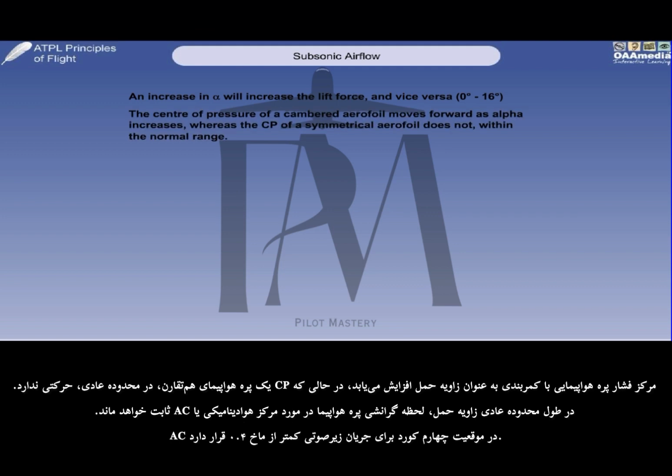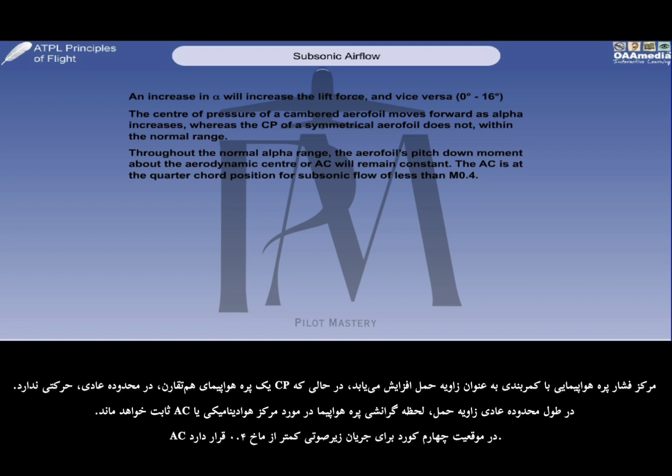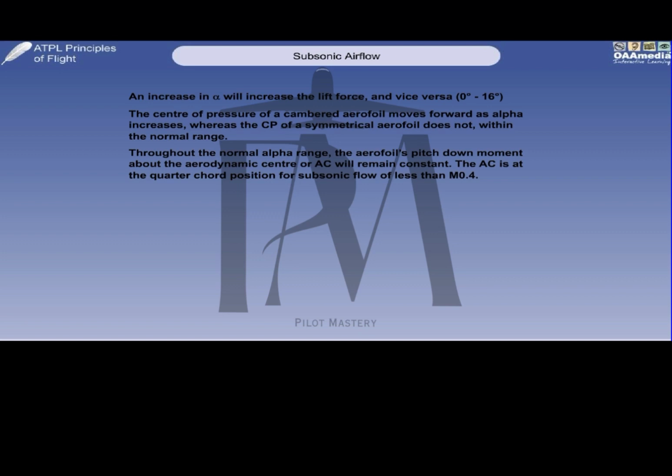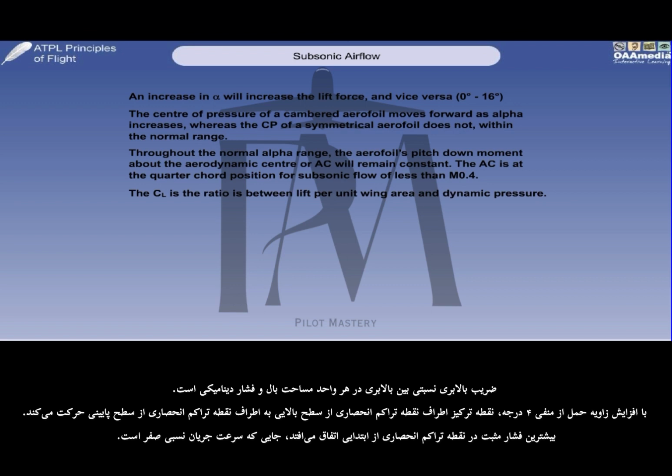The centre of pressure of a cambered aerofoil moves forward as alpha increases, whereas the CP of a symmetrical aerofoil does not, within the normal range. Throughout the normal alpha range, the aerofoil's pitch-down moment about the aerodynamic centre, or AC, will remain constant. The AC is at the quarter chord position for subsonic flow of less than Mach 0.4. The coefficient of lift is the ratio between lift per unit wing area and dynamic pressure.